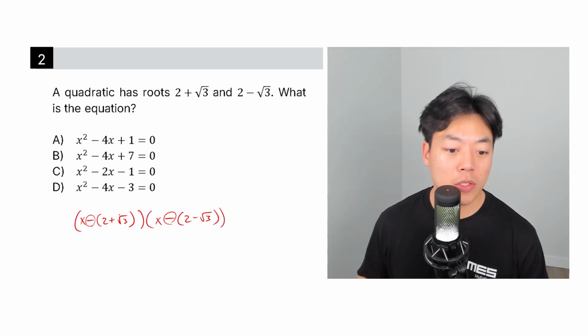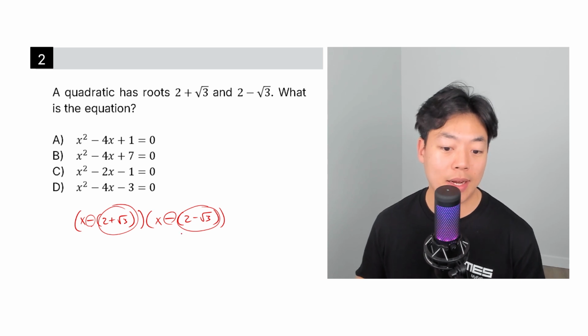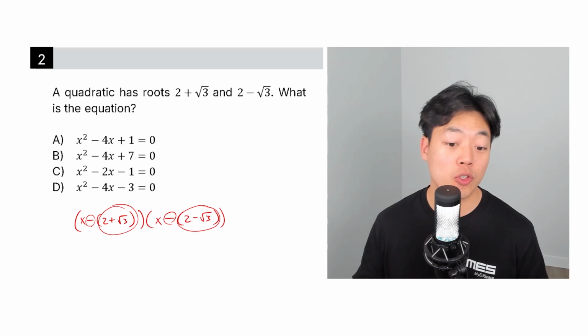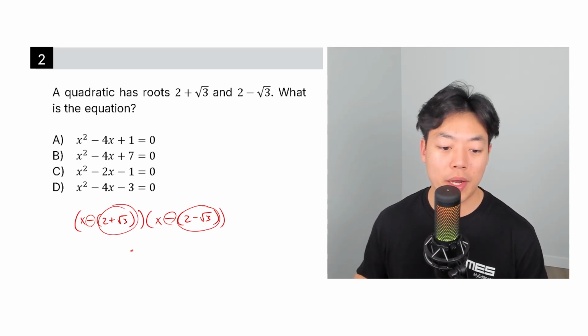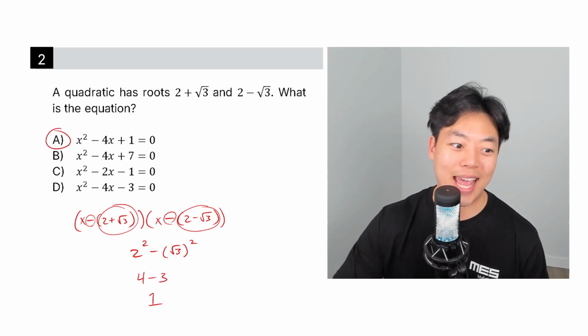Now, let's go ahead and multiply 2 plus radical 3 times 2 minus radical 3. Well, this is a binomial times its conjugate. This is a difference of 2 squares as our result. So 2 squared minus radical 3 squared is what we'll get. 4 minus 3 is simply a 1. That's why A will be our answer here.